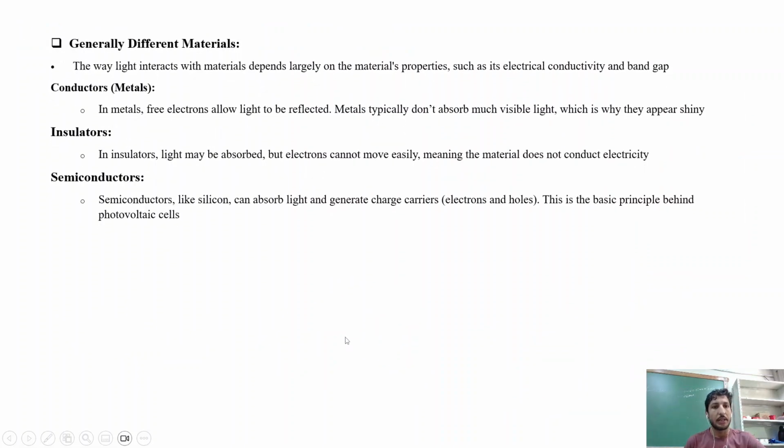So now, generally, how does light interact with different materials, for example, conductor, insulator, semiconductor. As we already know, in conductors there is a low band gap between the valence band and the conduction band. In the case of the insulator, there is too much band gap as compared to the conductor, and in the case of the semiconductor, it is an intermediate level.